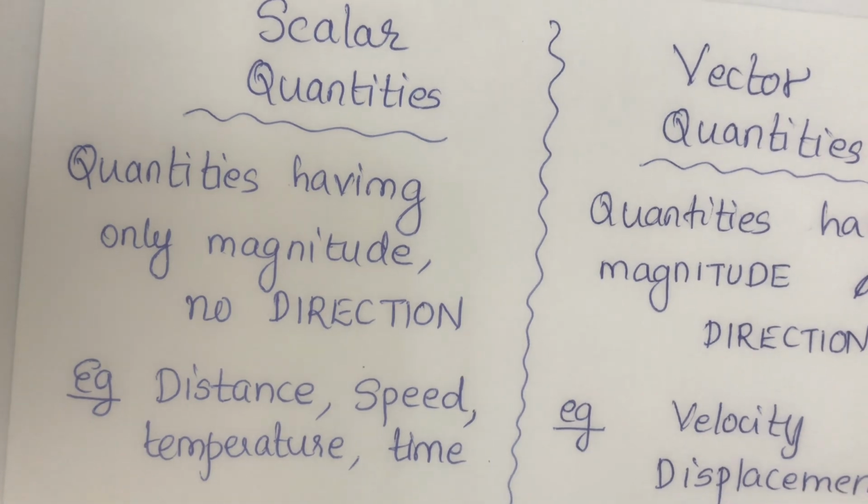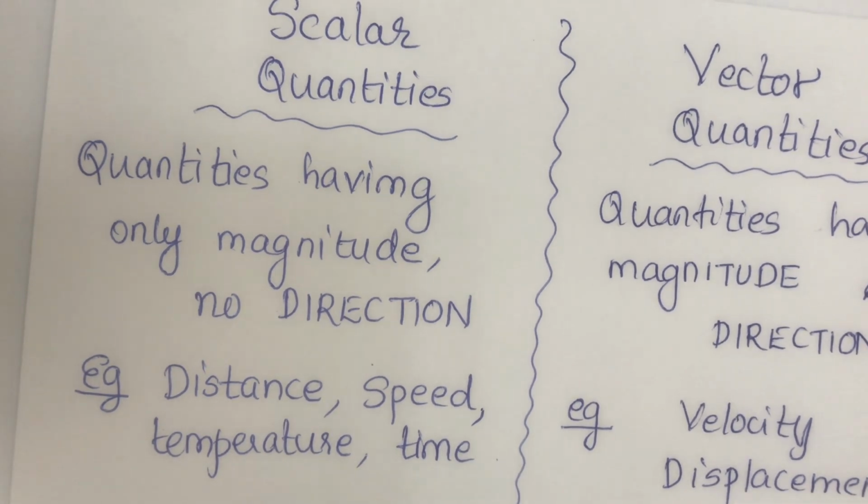When we measure time, what will we say? It is 10 o'clock. We will not say any direction, right? So for measuring time, we don't need any direction. We only need the magnitude. What is magnitude? Magnitude means numerical value. We only need that numerical value for measuring time. So time is a scalar quantity.